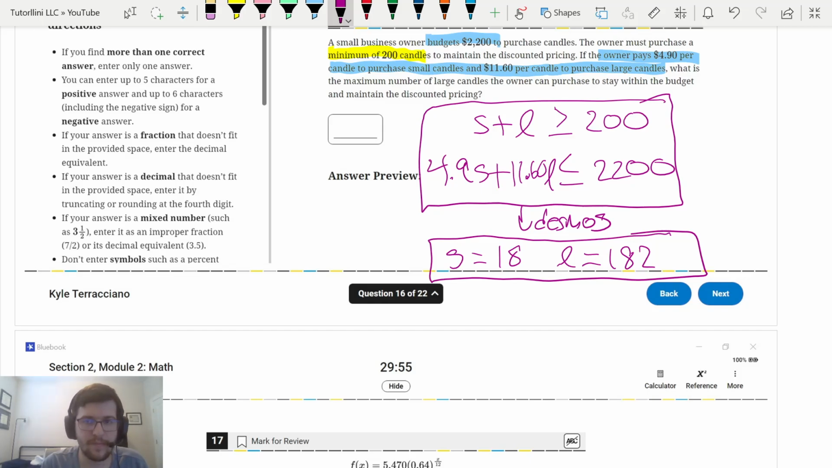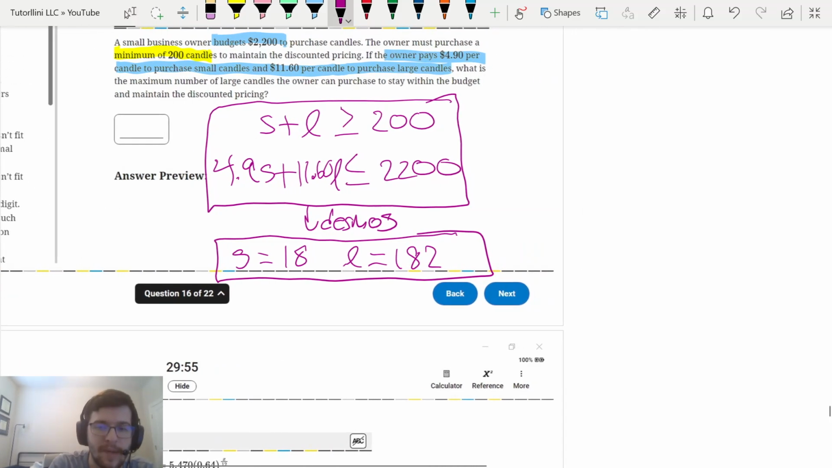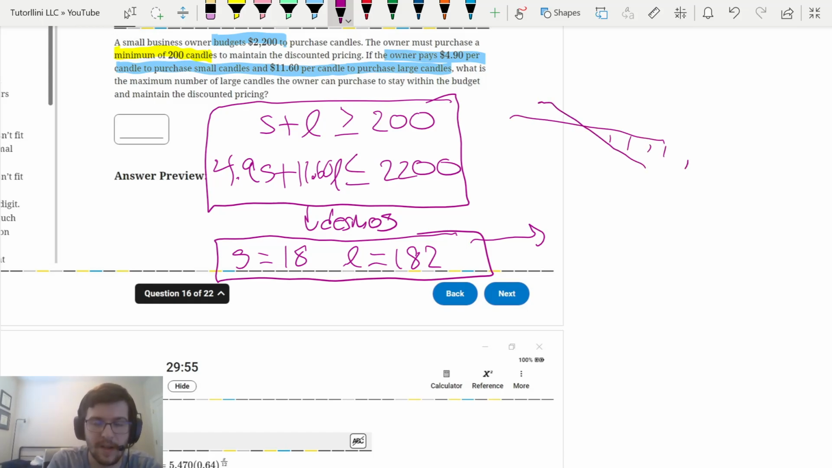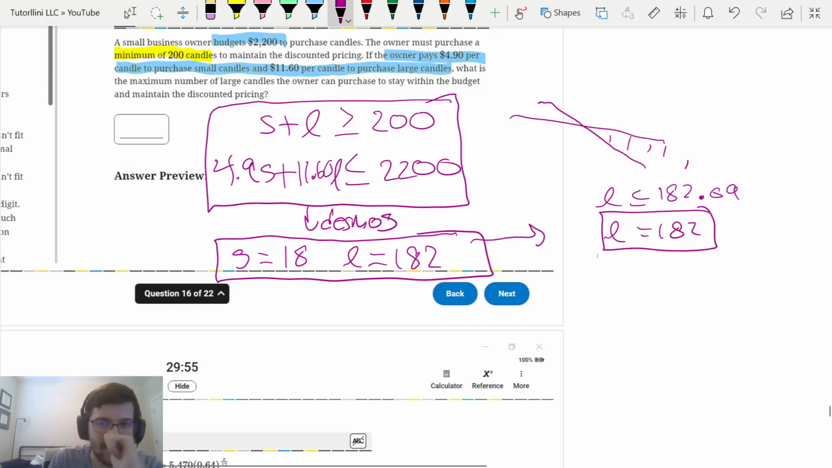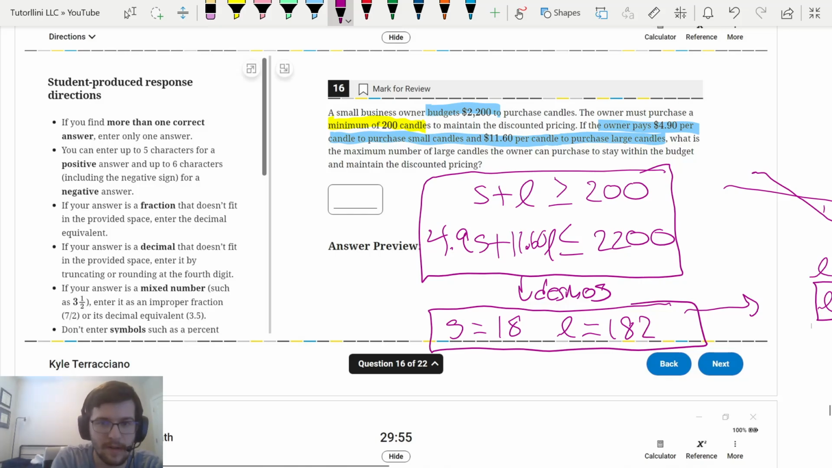18 plus 182. Okay, I got 200, which is greater than or equal to 200. And then 4.9 times 18 plus 11.6 times 182. And we get 2199.4. So just barely less than or equal to 2200. So you see, from looking at the picture, because it's down and to the right, that means L is always going to be less than or equal to 182.09. So the biggest value of L is 182. Anyway, I just wanted to show you my full thinking on that. So the maximum number of large candles is 182.